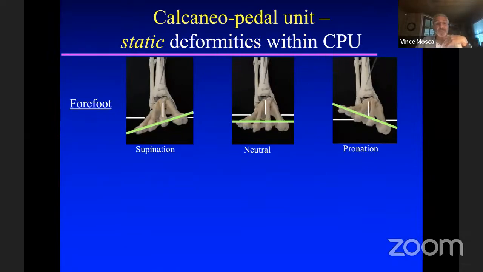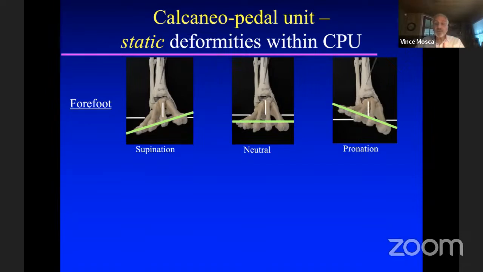Let's take this further. This is a model that I put wires and things in so I could create static deformities. If you look in the middle, that's the foot model showing neutral alignment of the foot. The horizontal green line is the transverse plane of the metatarsals. The transverse white line is perpendicular with the vertical axis of the calcaneus, and the calcaneus is the vertical short white line. So this foot is anatomically perfectly normal.